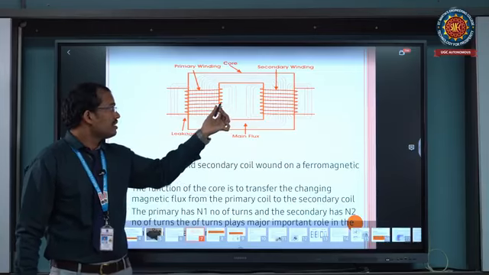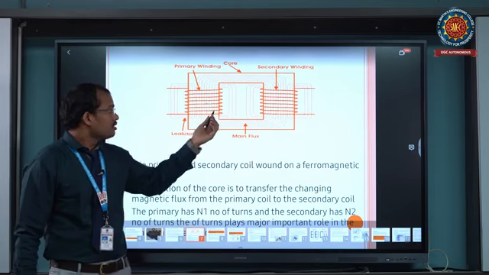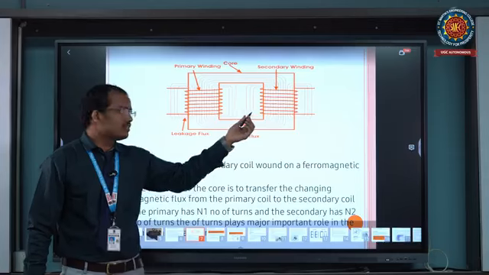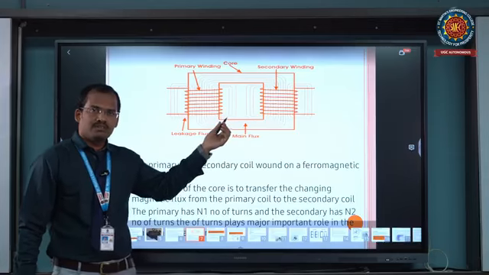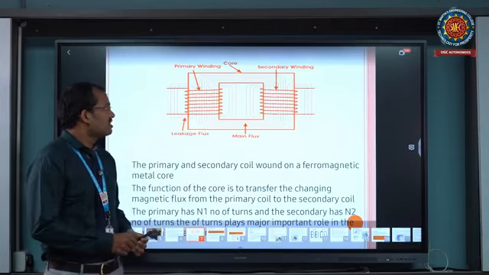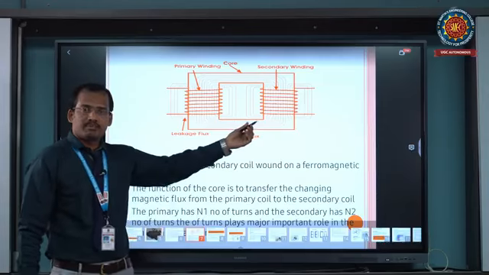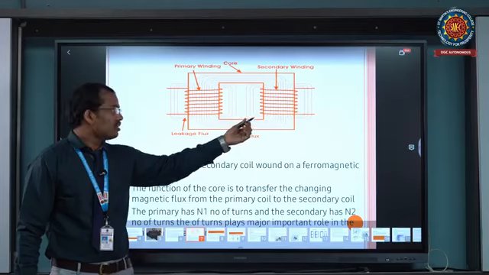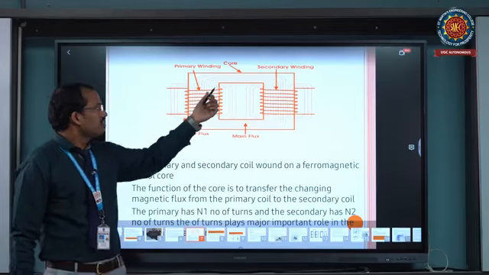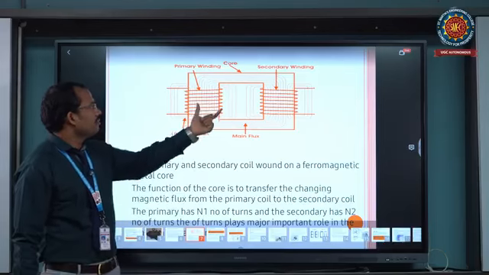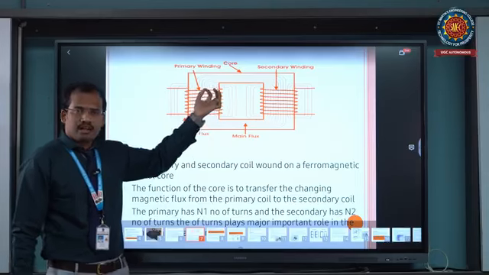How do we consider step up and step down? Step up transformers are used at generating stations. Step down transformers are used for distribution and utilization purposes, like substations. So these are all step down transformers. This is the basic practical diagram of the transformer.